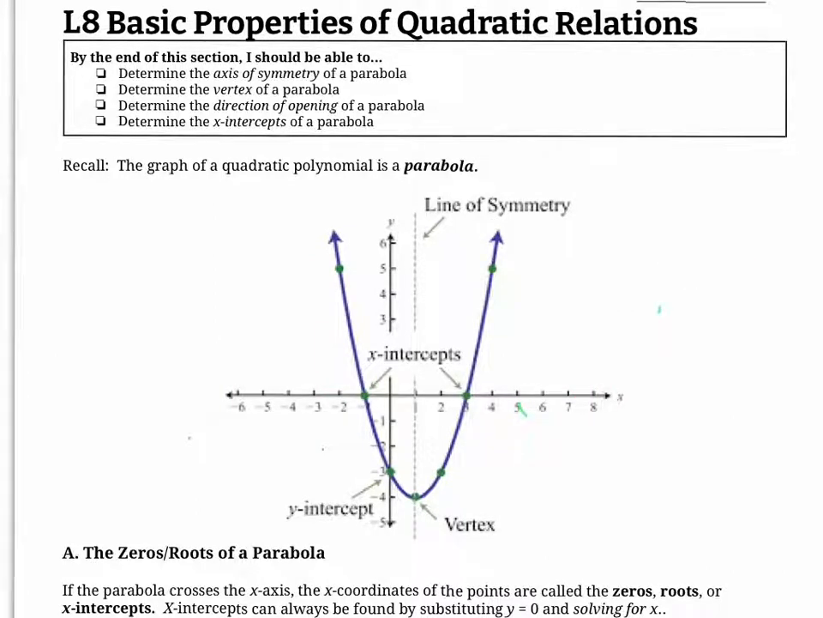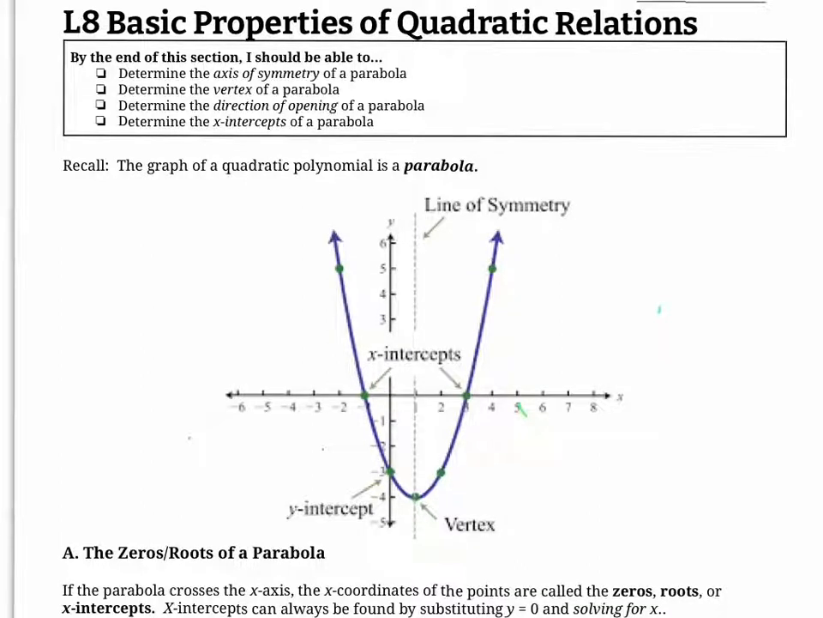There are two important features of this new graph called a parabola. One of them is its x-intercepts. Parabolas can have up to 2 x-intercepts. As you see, this shape intersects the x-axis 2 times.